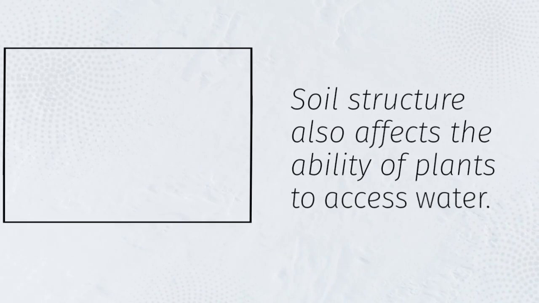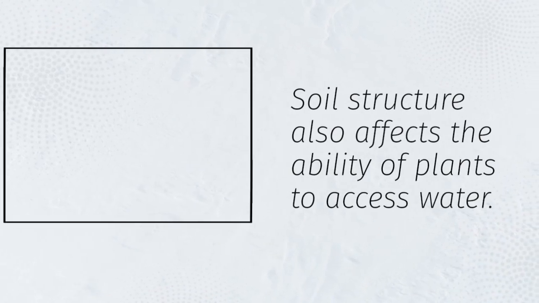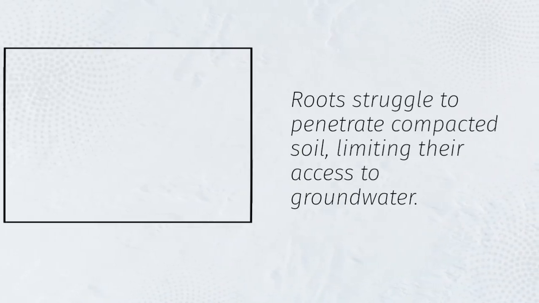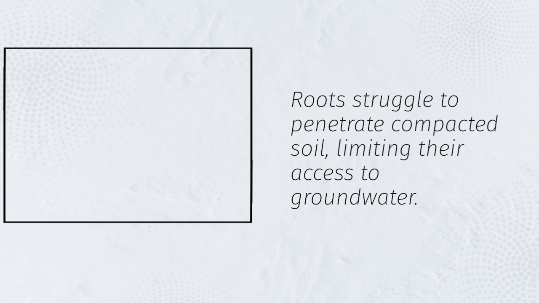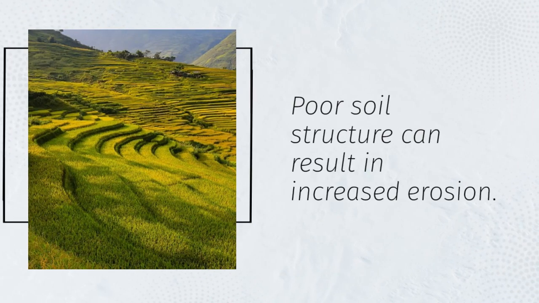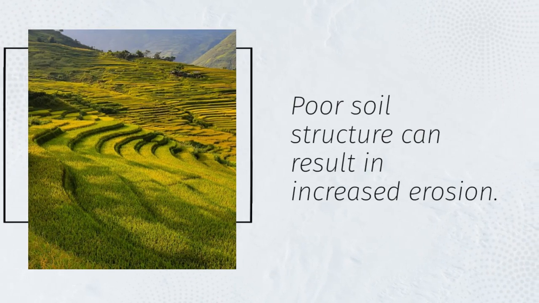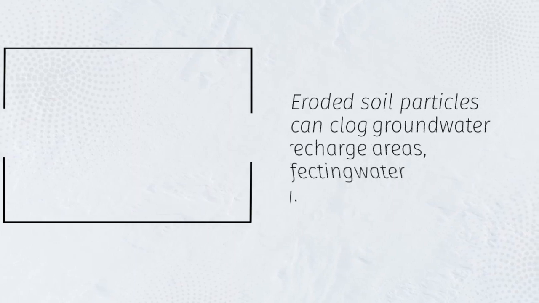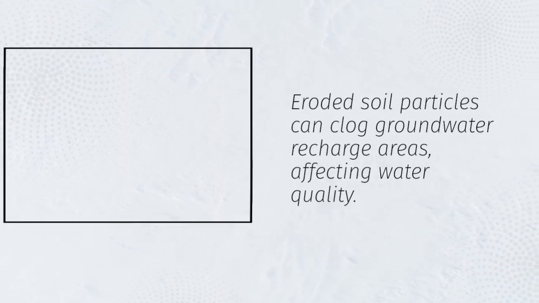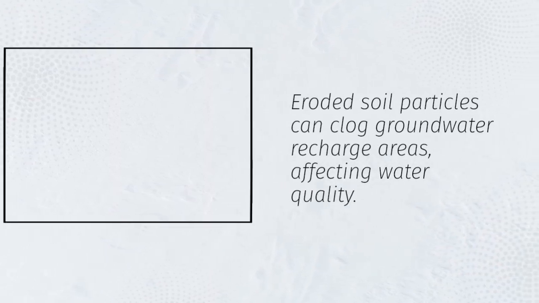Soil structure also affects the ability of plants to access water. Roots struggle to penetrate compacted soil, limiting their access to groundwater. Poor soil structure can result in increased erosion. Eroded soil particles can clog groundwater recharge areas, affecting water quality.